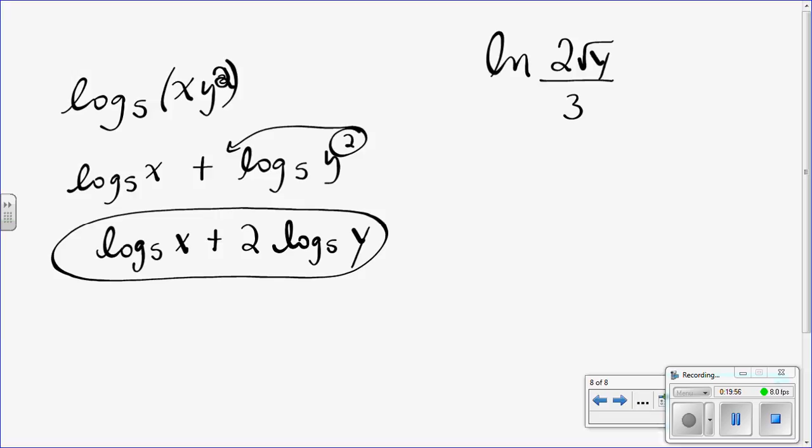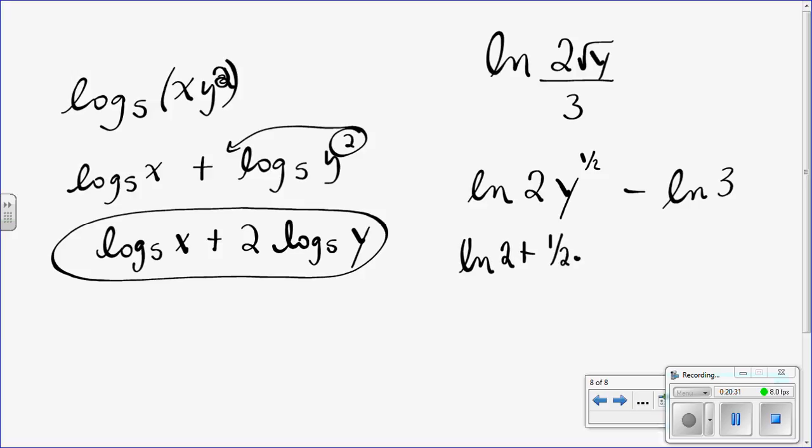Alright, what do you want to do first? Take it out. Write square root of y as y to the 1/2. Then you take out, you put one back in for natural log. Not yet. This is 2 times y to the 1/2. So this has to be split up also.